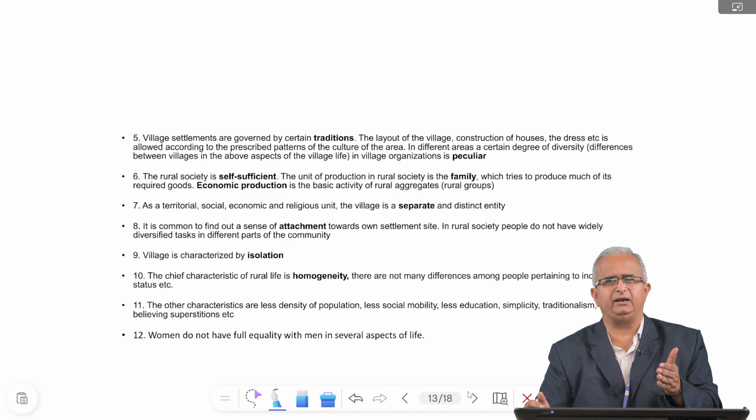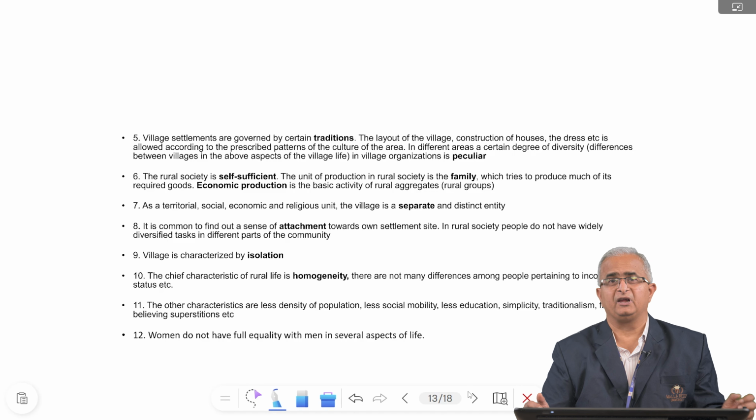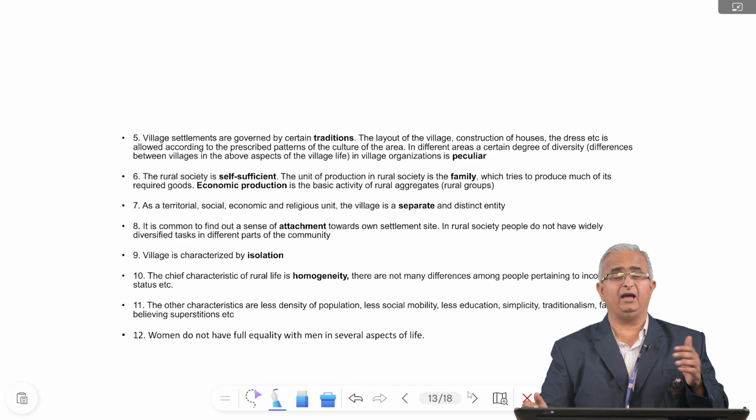Less social mobility, how they move from one place to other places, and very less education. Simplicity, traditionalism, fatalism, believing in superstitions, these are the characteristics of the rural areas. They are very simple people. The village people are very simple, and they follow certain traditions, customs and modes, and they believe in fate and fatalism. It is nothing but believing in fate.